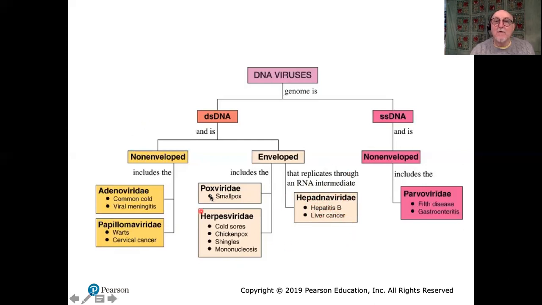We'll spend more time talking about these than we will about that. So those, for the moment, are our DNA viruses. There are many more. I'll tell you, this is not all of them. This is just a brief overview.